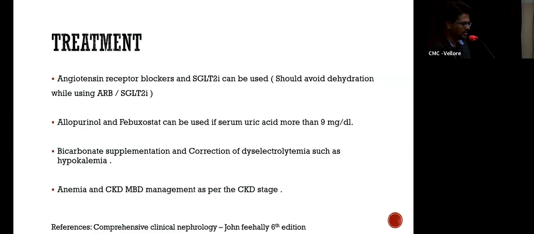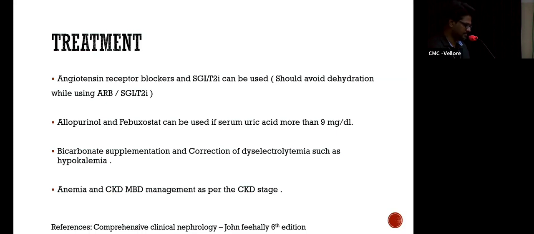And this kind of patient needs early screening and management. So for treatment, we can use angiotensin receptor blockers and SGLT2 inhibitors in those who have some significant proteinuria. But the only problem is they are more prone to dehydration. When you use ARB, SGLT2 inhibitor in this population, again, they will end up in AKI. So if they are completely avoiding this heat stress and all, we can use ARB and SGLT2 inhibitors with adequate hydration. Most of the times there will be hyperuricemia. Few papers showed if it is more than 9 milligram, we can use allopurinol and febuxostat. Bicarbonate supplementation for metabolic acidosis and correction of dyslipidemia, hypokalemia, and anemia, and CKD management as per the CKD stage.